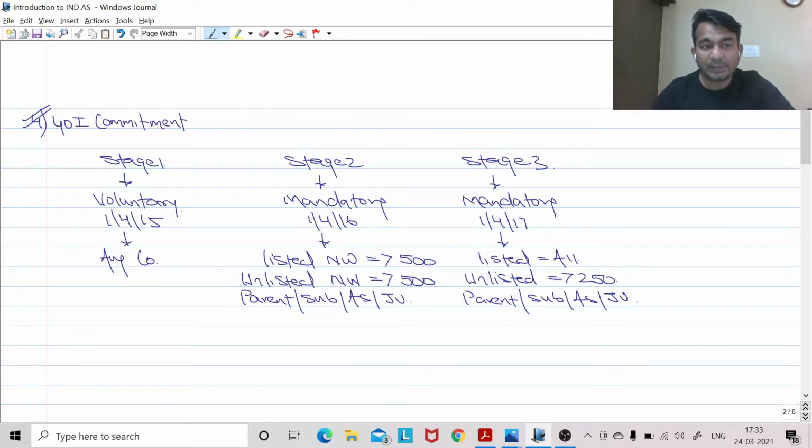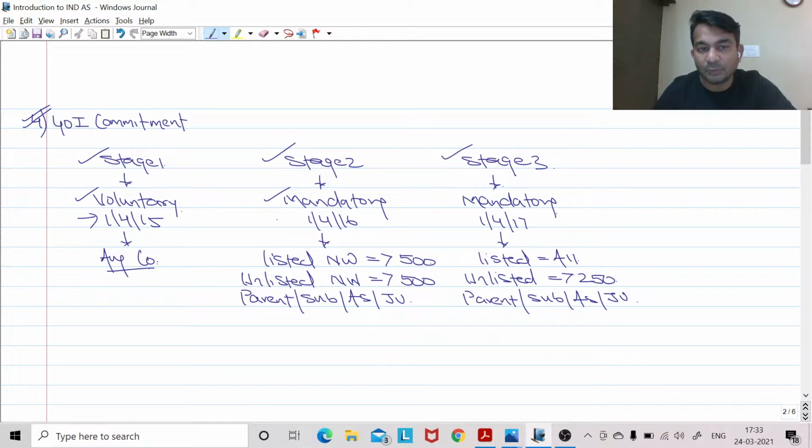So guys, Government of India's commitment started from stage 1. Then we had stage 2, and then we had stage 3. Stage 1 was the voluntary phase. It started from 1/4/2015, and who can follow IND AS? Any company in India can follow IND AS. Clear? Too good. Guys, stage 2 was a mandatory phase.